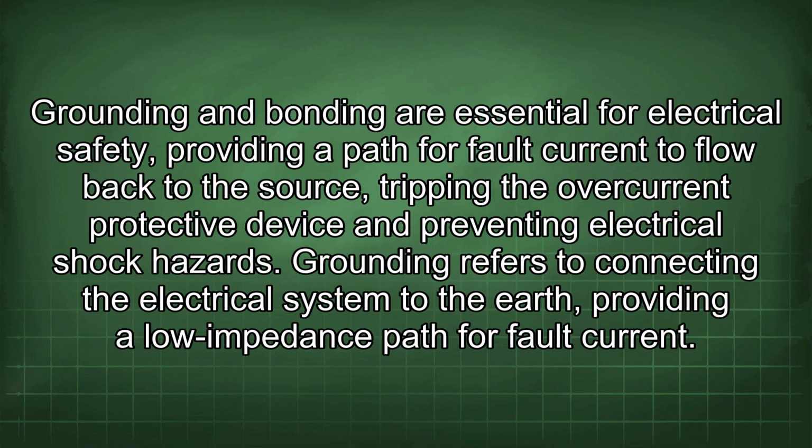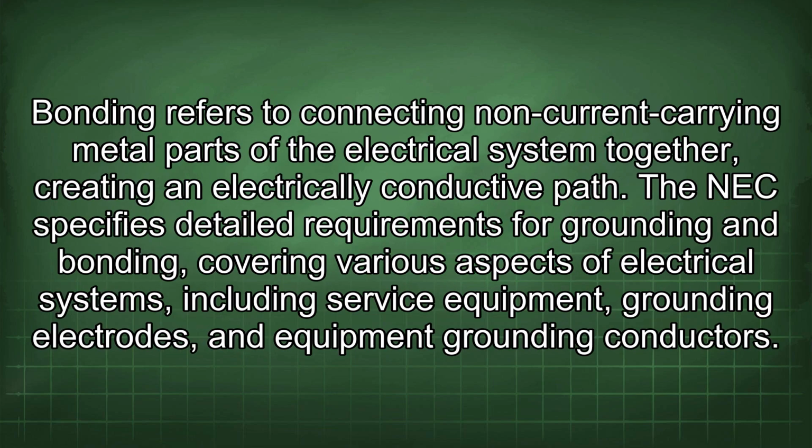Grounding and bonding are essential for electrical safety, providing a path for fault current to flow back to the source, tripping the overcurrent protective device and preventing electrical shock hazards. Grounding refers to connecting the electrical system to the earth, providing a low impedance path for fault current. Bonding refers to connecting non-current carrying metal parts of the electrical system together, creating an electrically conductive path.